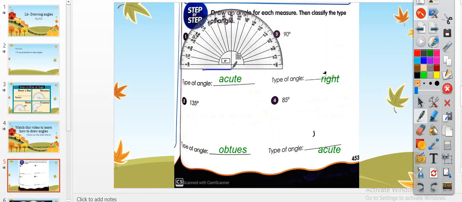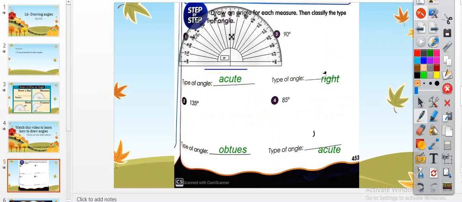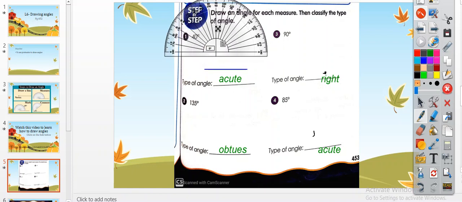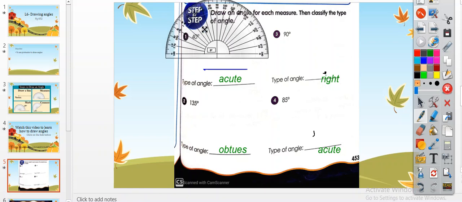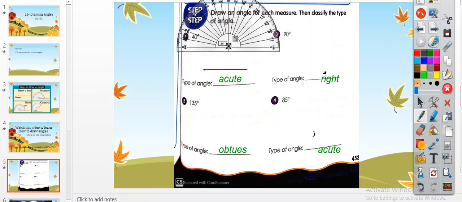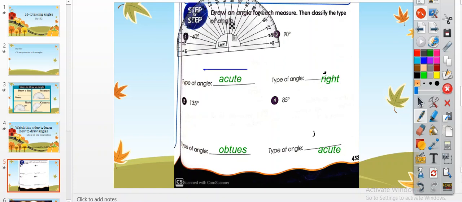This wasn't straight. That's it. Then move it and draw the vertex here. Line it with a point. Bring the protractor and put this intersecting point at the center.